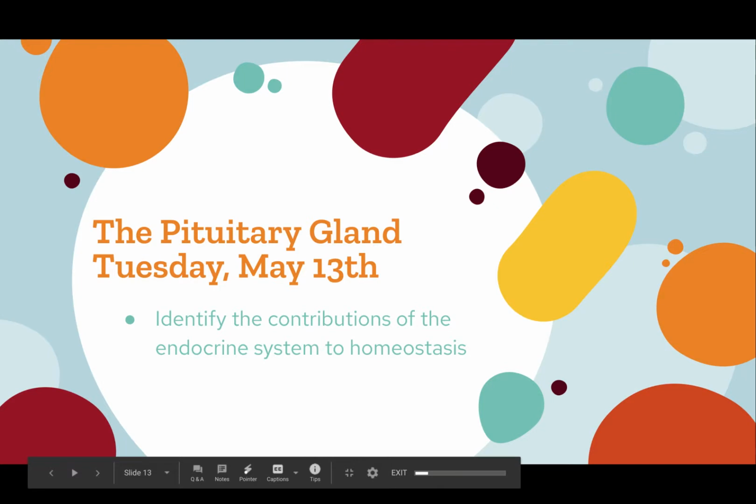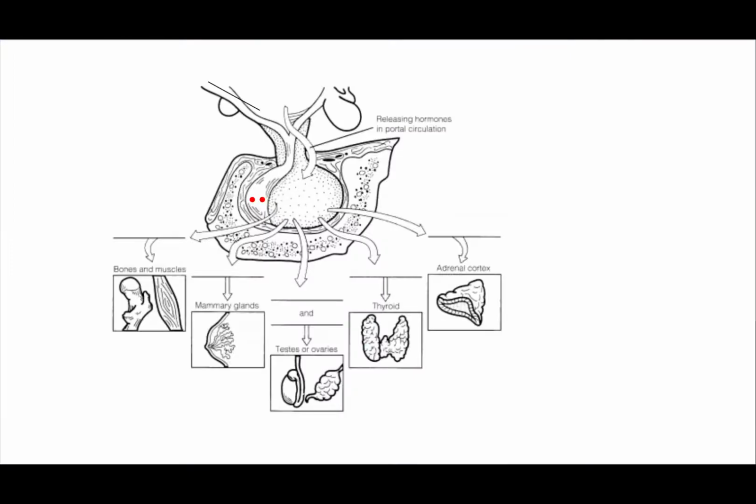Intro to A&P. We are going over the pituitary gland today and the hormones that it releases, as well as the other glands that it stimulates. Because if you remember, the pituitary gland is our master gland and it controls many other things. You can ignore those two red dots for now. It'll make sense here in a minute.